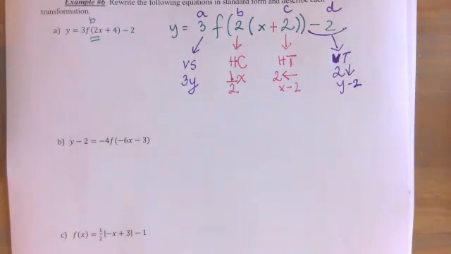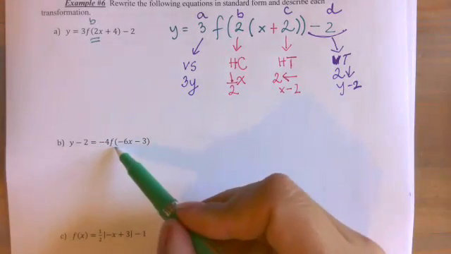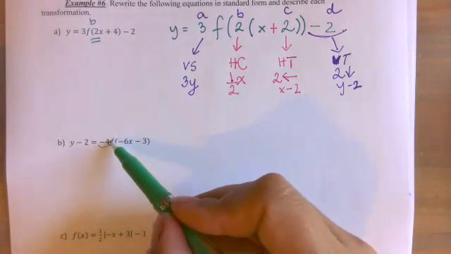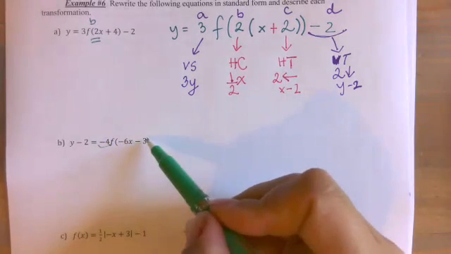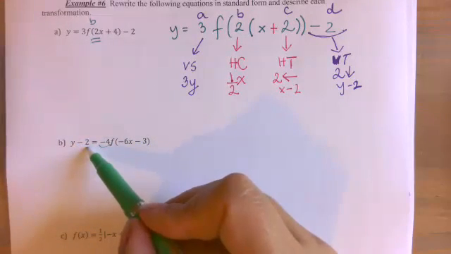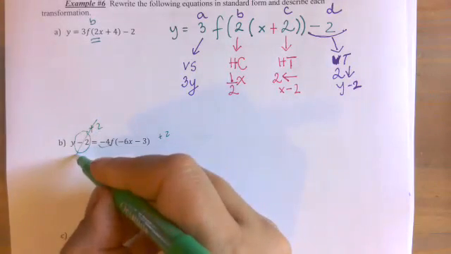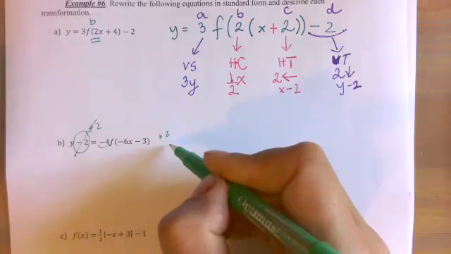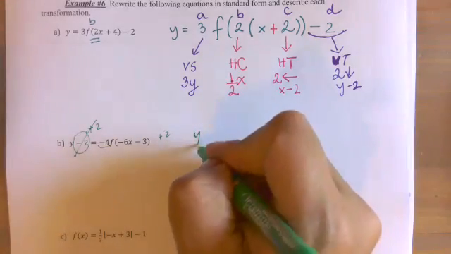Okay, let's go to B. Y minus 2 equals -4 f of -6x minus 3. So this one has a bit more. Now here, all right, on the right-hand side we have the A parameter times f of, here I do have to factor out this one in front of x. But then here I don't have a d value because the d value is moved over here. So we have to add 2 to both sides to cancel the -2 from here and to move the +2 over here. That's the first step in writing the equation in standard form.